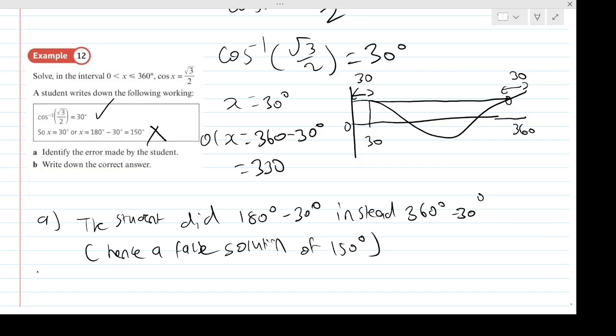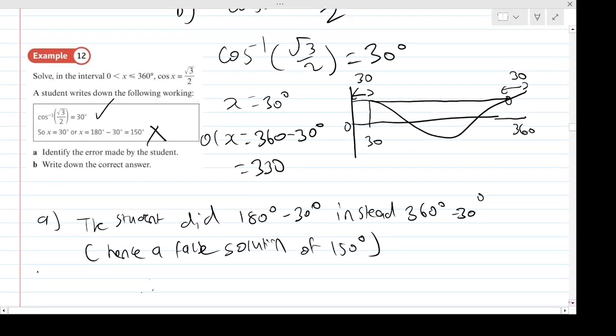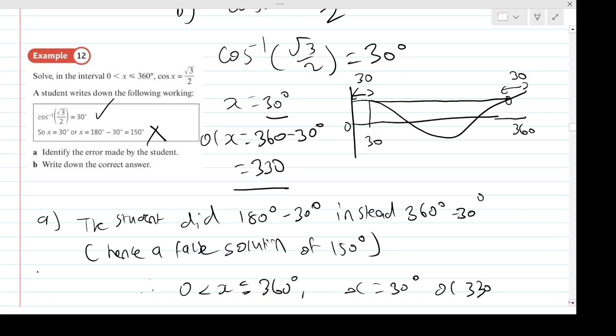Okay, and then part B, well, we've already done part B as well. See, we knocked two birds out with one stone. So part B, we did our solution already. So between 0 and 360, x would either be 30 or 330 degrees, right? Those are the only two values, and you can see by the graph, the only two values that are between 0 and 360, there and there. Cool. Right, okay.